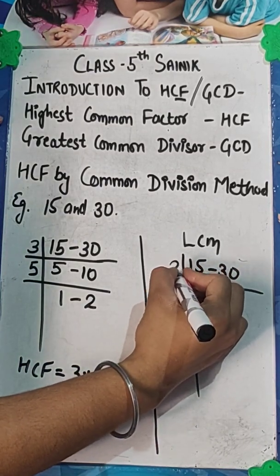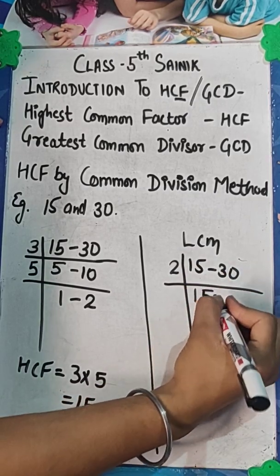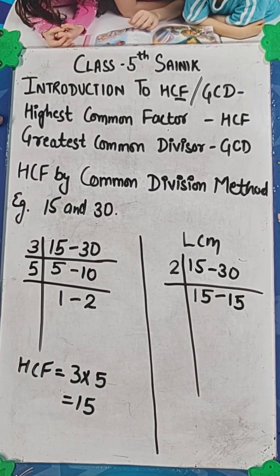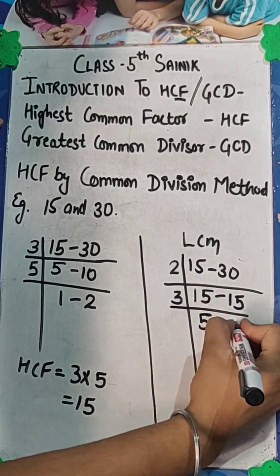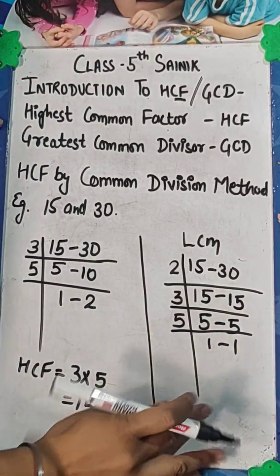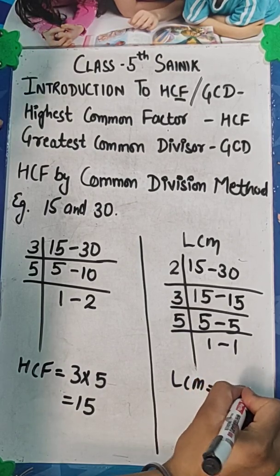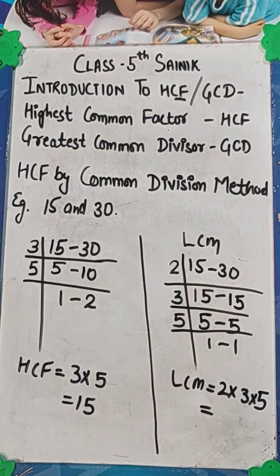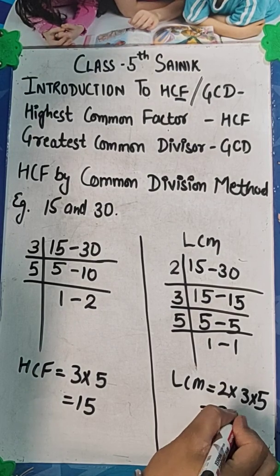So firstly I am taking the smaller number, that is 2. Now 2 will not divide 15, 15 remains as it is, and 30 divided by 2 gives 15. Now we can take 3, 3 5s are 15, 3 5s are 15. Now we can take a 5. Okay, now our LCM is 2 into 3 into 5. Now we have to multiply these numbers. What will we get? We will get 30 here.